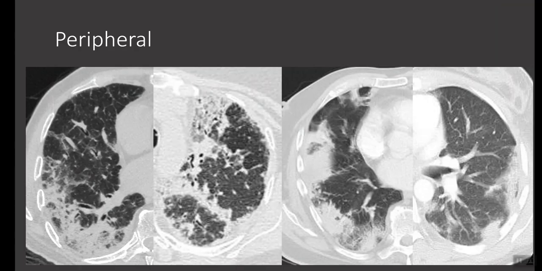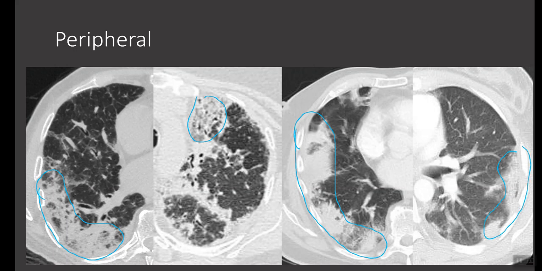Let's talk now about peripheral consolidation. So what do we mean by peripheral consolidation? It's pretty straightforward. It's when consolidation is located in the periphery of the lung, and we have some examples of that here. So you can see that there's consolidations and opacities located out in the cortex of the lung, so all the way out in the periphery of the lung parenchyma.